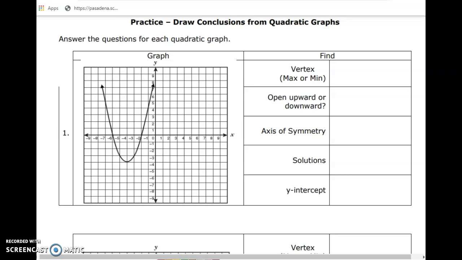Okay, I'm gonna go a little bit quickly on the top ones because I really want to get to the real world problems and slow down on those. For this one, vertex, is it a minimum or a maximum? Well, because it opens upward, there is a minimum, and that is your vertex. And if we look, that's at -4 and down 1, 2, 3, 4. -4, -4.